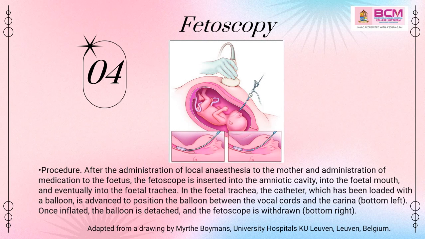Now we see the fetoscopic procedure. First, a local anesthesia is administered to the mother and medication is given to the fetus. A fetoscope is inserted through the mother's abdomen into the amniotic cavity. From there, it's guided into the body of the fetus. A catheter preloaded with a balloon is inserted and properly placed. Then the balloon is inflated and then detached. Finally, the fetoscope is carefully withdrawn.